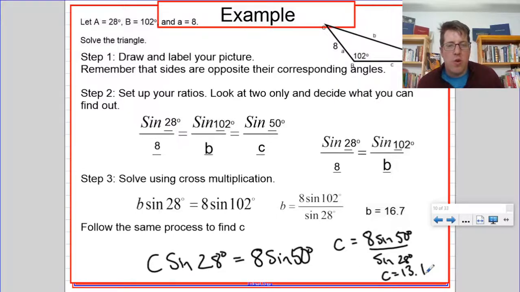Check to make sure your smallest angle and smallest side match up, your largest angle and your largest side, and your middlest angle and your middlest side. Those have to go hand in hand, so do that common sense check as you're working.